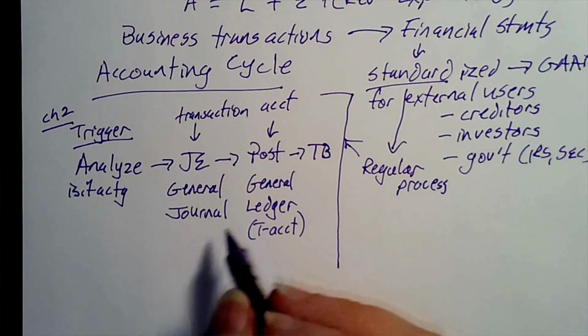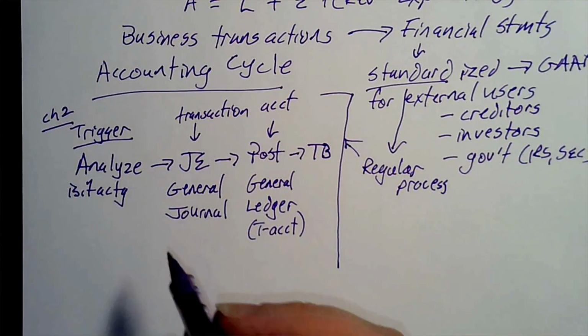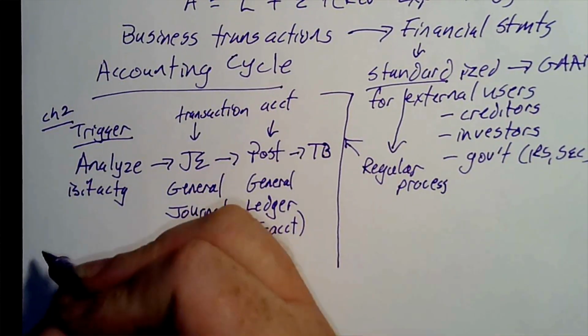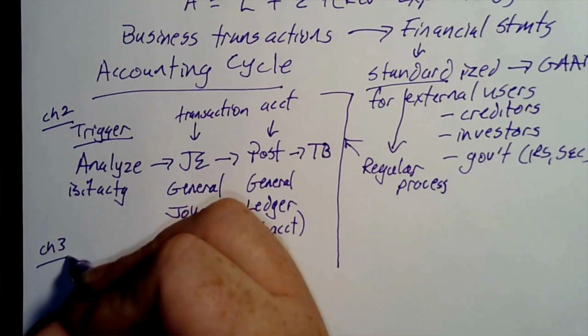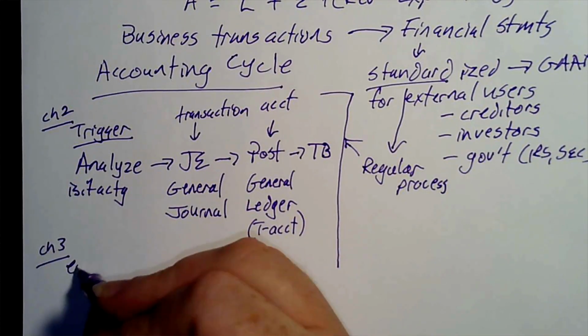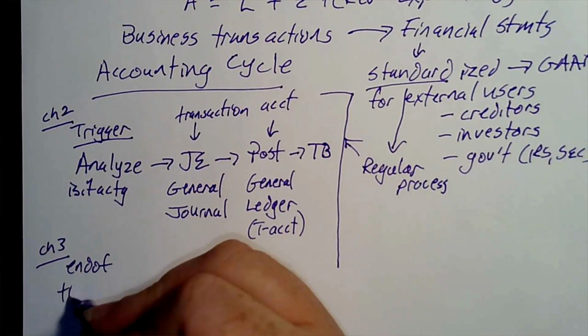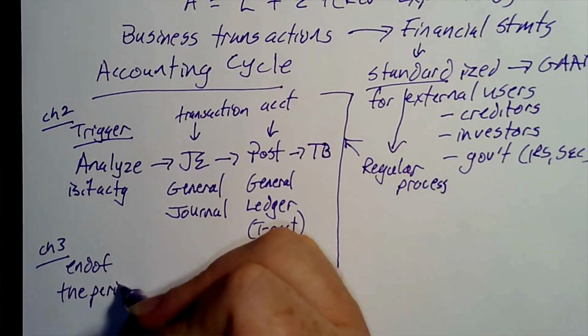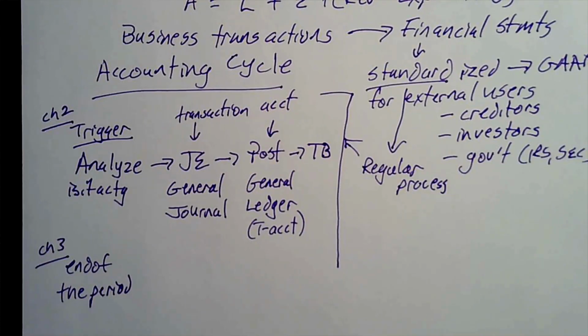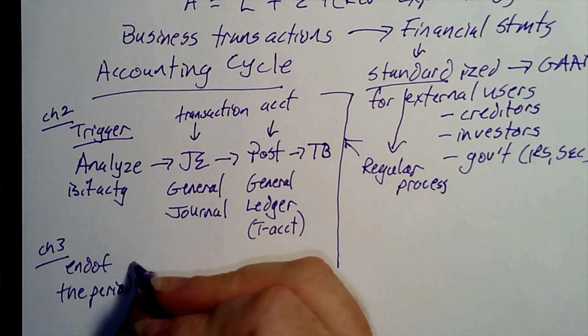The next series of 4 is, well, what is the trigger? So now we're talking about what we're studying here in chapter 3. The trigger is the end of the period. And what do I mean by period? Well, it could be the month, the quarter, the year, whatever, when we're getting ready to do the financial statements at the end.